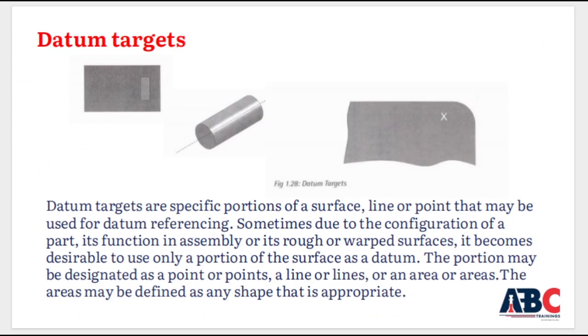Next point is datum targets. Datum targets are specific portions of a surface, line, or point that may be used for datum referencing. Sometimes, due to the configuration of a part, its function in assembly, or its rough or warped surface, it becomes desirable to use only a portion of the surfaces as a datum. The portion may be designated as a point or points, a line or lines, or an area or areas. The areas may be defined as any shape that is appropriate.